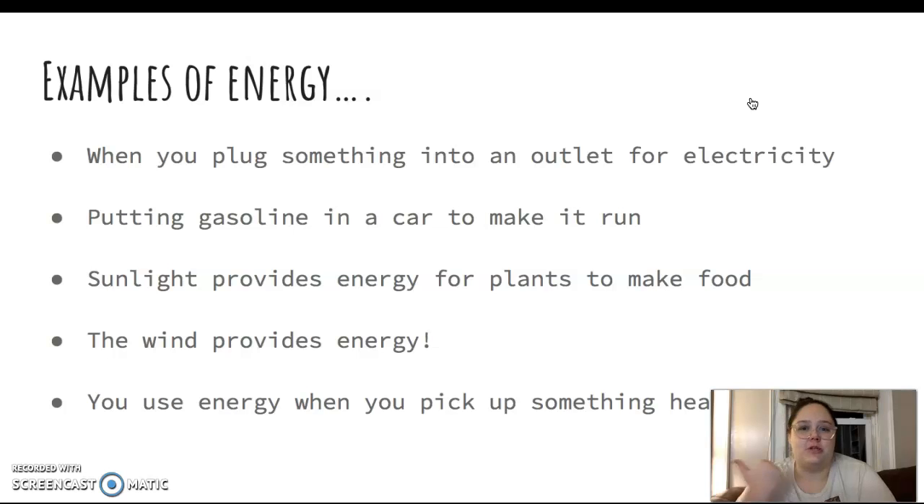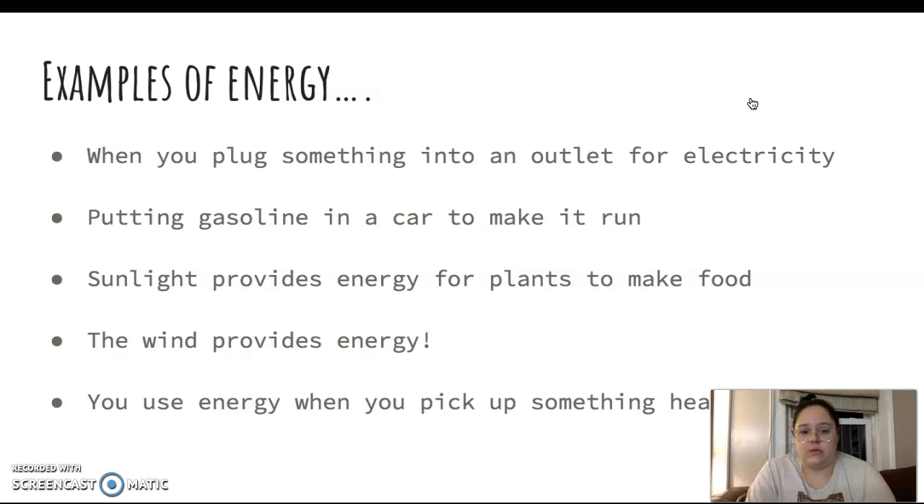Some examples of energy. So when you plug something into an outlet, when you charge your phone, when you turn on a lamp, when you turn on the TV, anytime you are plugging something in using electricity, using batteries, that's a form of energy. Putting gasoline in a car to make it run, that gas is acting as energy for that automobile. The sunlight provides energy for plants to make food. The wind provides energy. If you've seen those really big wind turbines, we'll talk more about tomorrow. Those are collecting the energy from the wind and putting it somewhere else, like to heat our homes or to turn our electricity on.